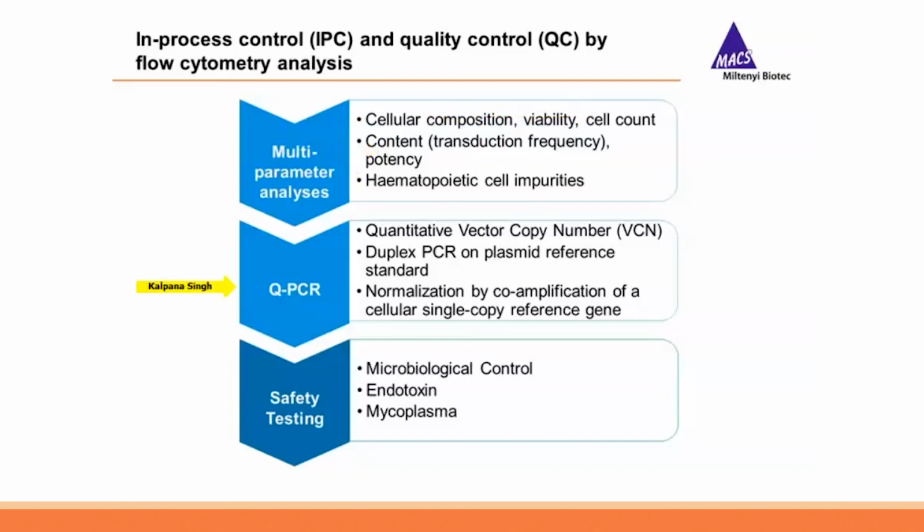There are several molecular biological methods used, for example, for quantification of the vector copy number and so on. Various analytical and microbiological methods are used, for example, during testing the safety of the final product, which includes microbiological control, assessing the level of endotoxin, and checking the presence of mycoplasma.